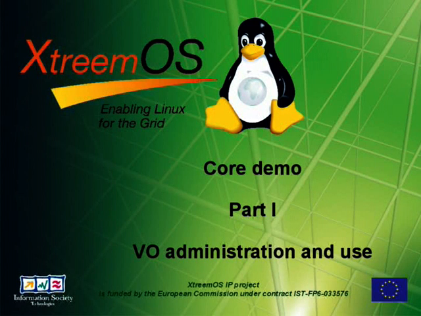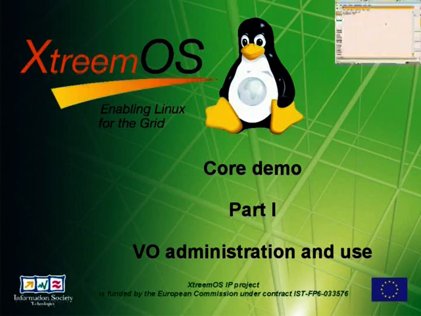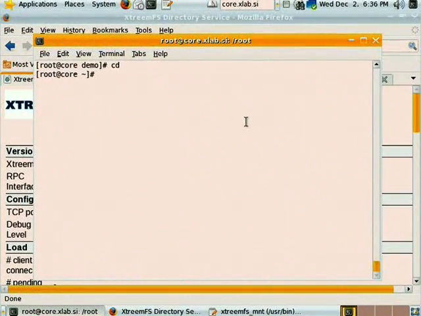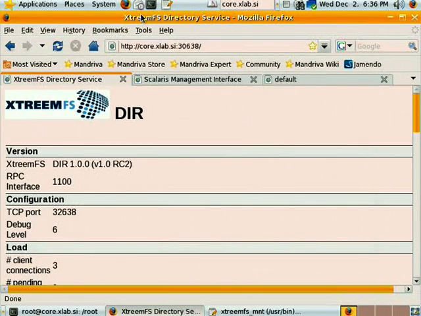In this demo, we will show some typical XtreemOS administrative tasks, after which a user will be able to use resources of a certain VO. The grid administrator working on core node has multiple status pages at his disposal.